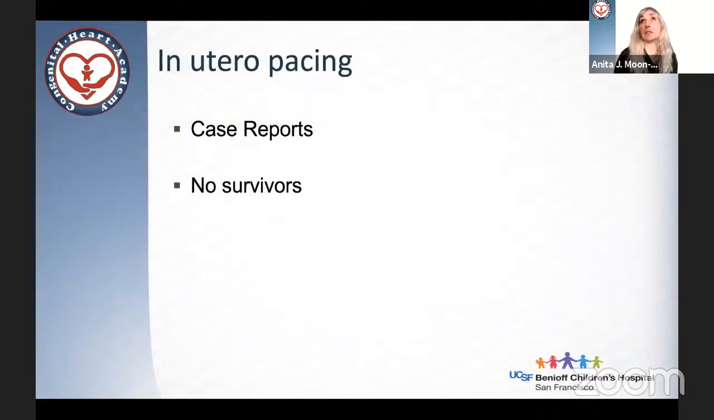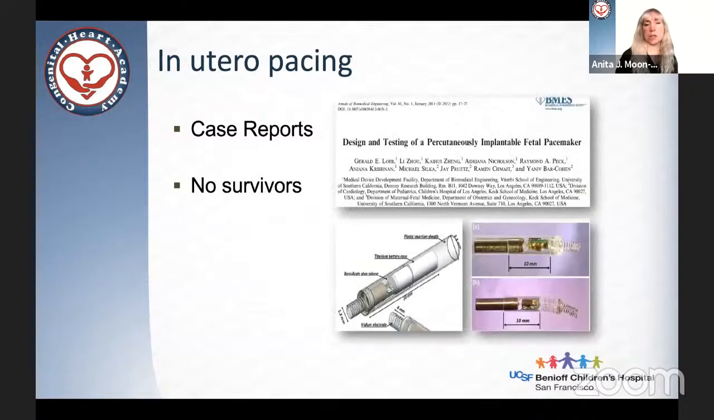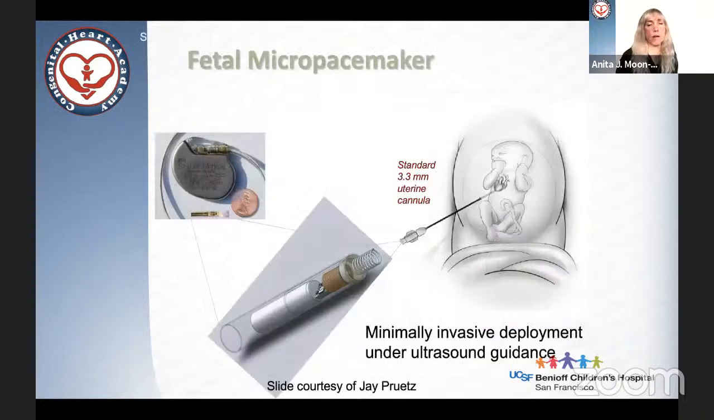There are other possibilities for this registry in the future. In utero pacing is something that has had a few case reports and no survivors, but the group in Los Angeles has recently come up with a very innovative approach, a very tiny battery and a wireless device that is small enough to be inserted through a 3.3 millimeter cannula and can be directly sort of screwed into the apex of the ventricle. And they're currently posting a clinical trial for this pacemaker in patients with SSA or SSB induced heart block.